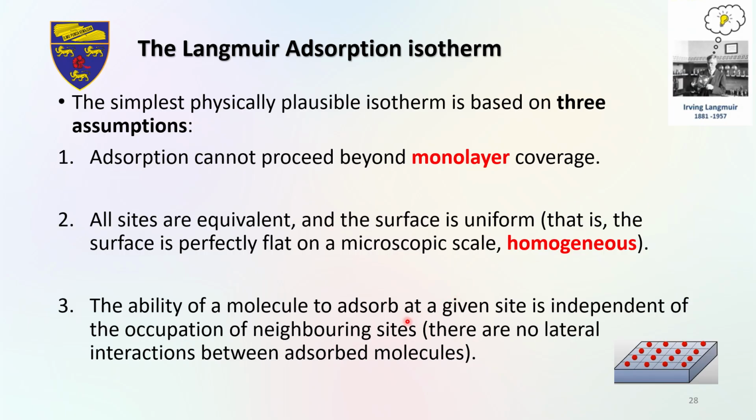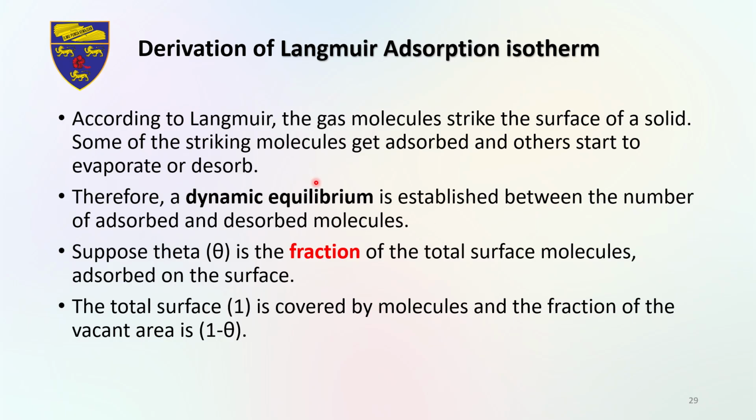All sites are equivalent and homogeneous. All the surface has the same properties. They are homogeneous. And there are no lateral interactions between the adsorbed molecules. Those molecules that are adsorbed on the substrate cannot have interactions with their neighboring adsorbate. According to Langmuir, the gas molecules strike the surface of a solid. Some of the striking molecules get adsorbed and others start to evaporate or desorb.